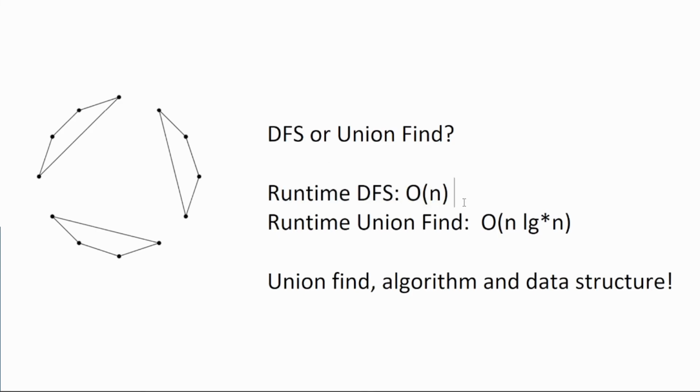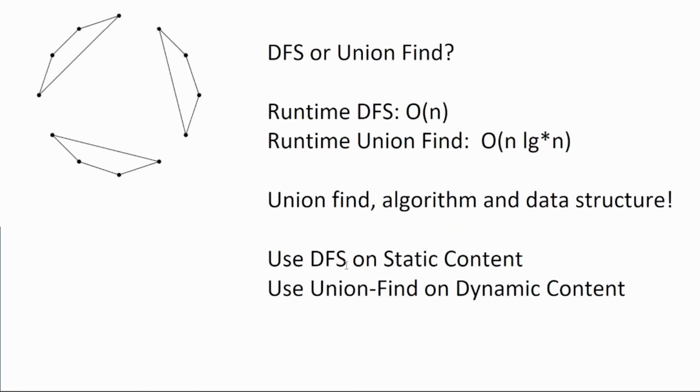On the other hand, DFS cannot handle dynamic content. What this means is that whenever a new relationship between two nodes comes, you'll need to run DFS again and again. This is why you want to use DFS on static content and use union find on dynamic content. This is why union find is often used in autonomous vehicles, because the environment around the autonomous vehicle is constantly changing, and union find can handle dynamic content, whereas DFS you have to run it every single time.